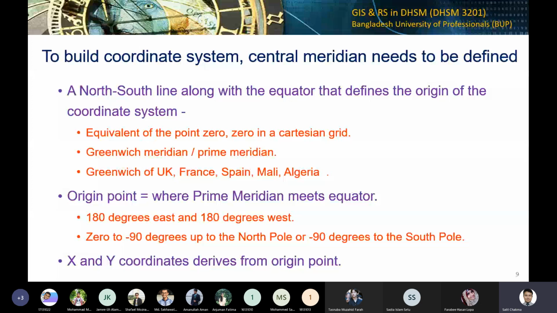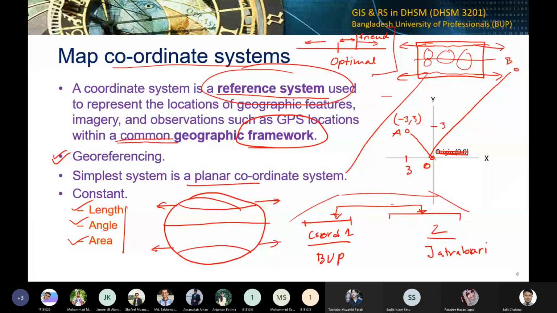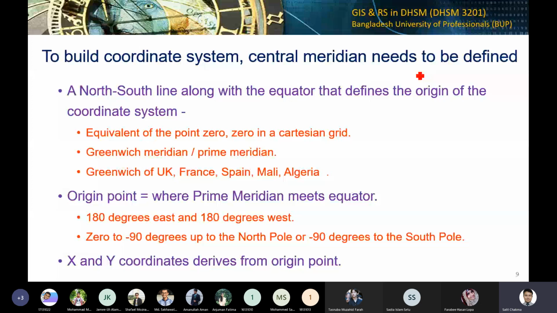Right, so just like I said in this slide, we need origin point. Yes, we need origin point, just like I said. In here as well, it says that to build a coordinate system, central meridian needs to be defined because the central meridian crosses the equator, thus making the origin point. Okay, so origin point is where the prime meridian meets the equator. Right, so does anyone have any question?